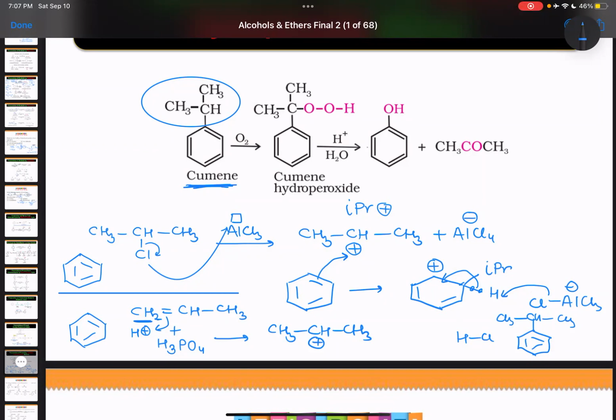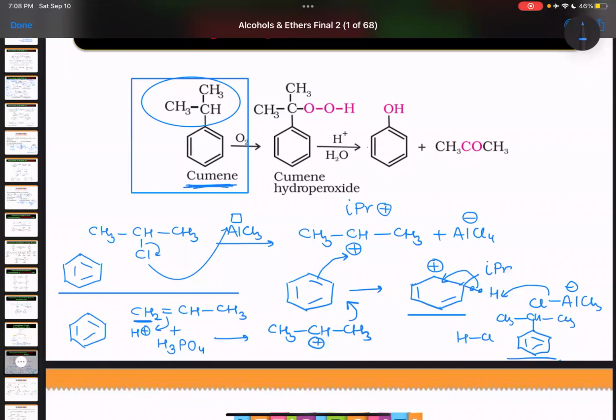Now the mechanism will be the same. The cation will go and attack the benzene ring, and that will form a plus charge. Finally you will have this intermediate, and H plus leaves. So you will have isopropyl benzene, which is known as cumene.